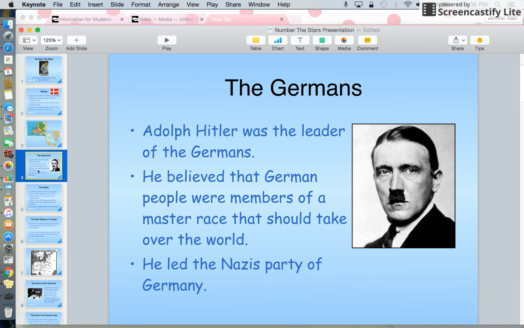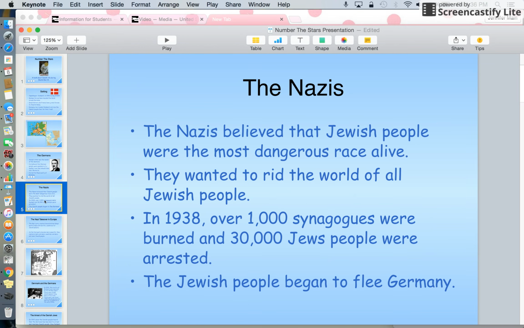At this time, Germans are led by a man named Adolf Hitler, and he believed that German people were members of a master race that should take over the world. Hitler was the leader of the Nazi Party. The Nazis believed that Jewish people were the most dangerous race alive, and they wanted to rid the world of all Jewish people. In 1938, over 1,000 synagogues were burned and 30,000 Jews were arrested. Jewish people began to flee Germany.